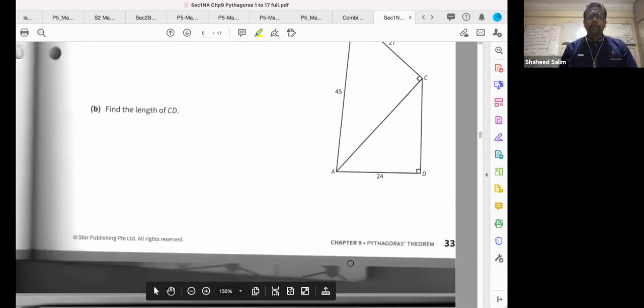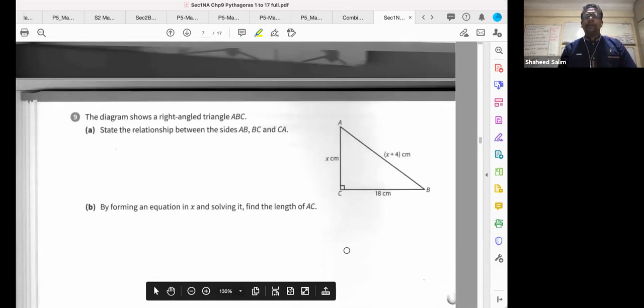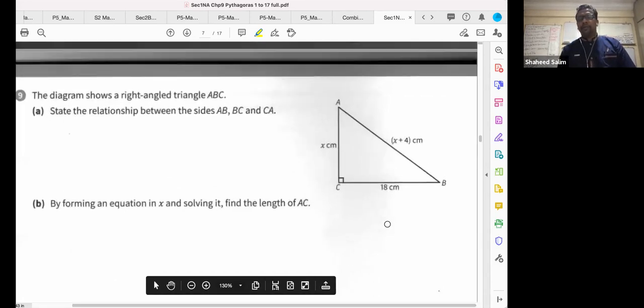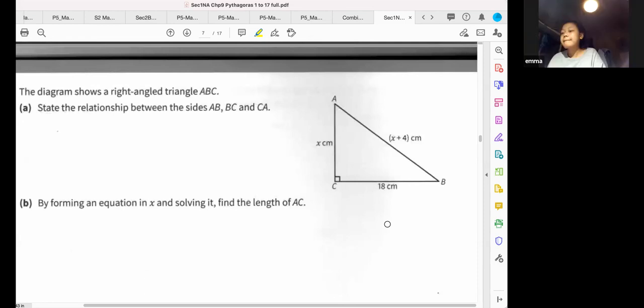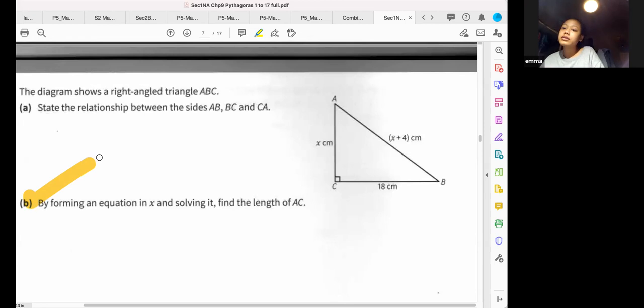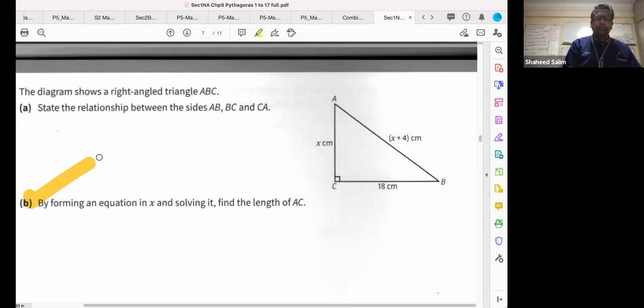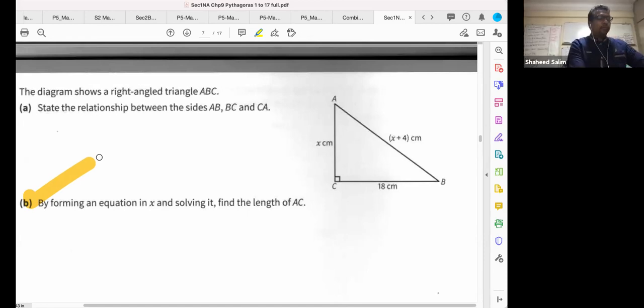Now we got to bring you to tougher ones. This is too easy. And this is where we involve algebra. It's the same thing, Emma. You just need to do B straight. You need to write this down, but form an equation. Yeah, you know what to do, right, Emma?